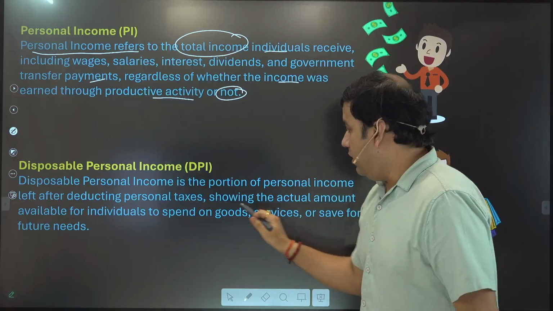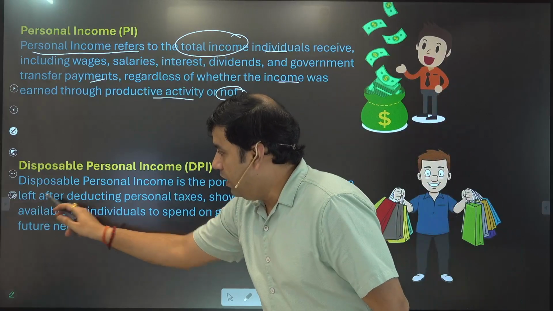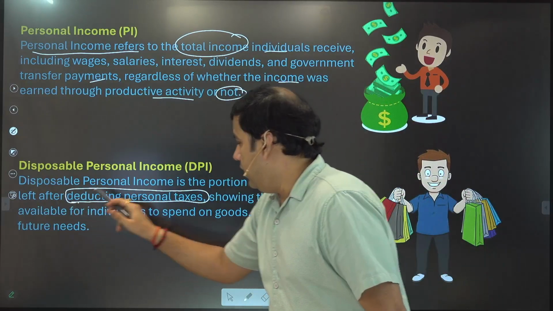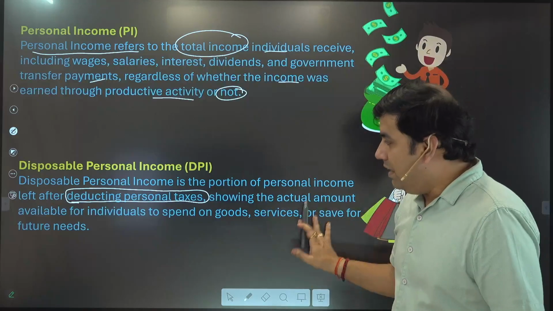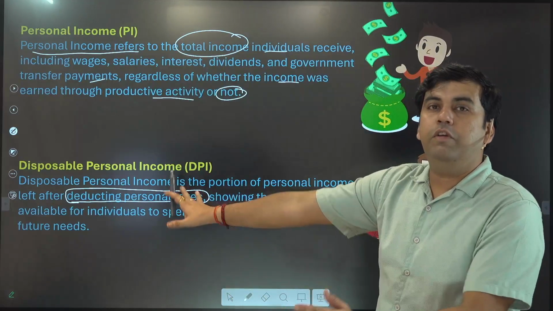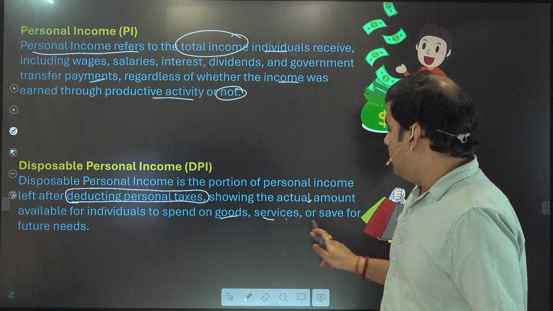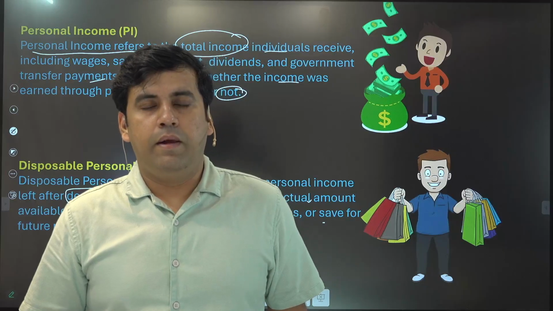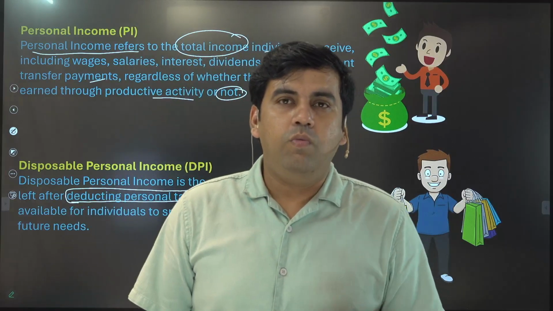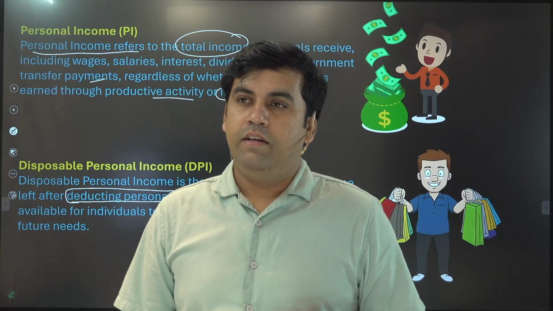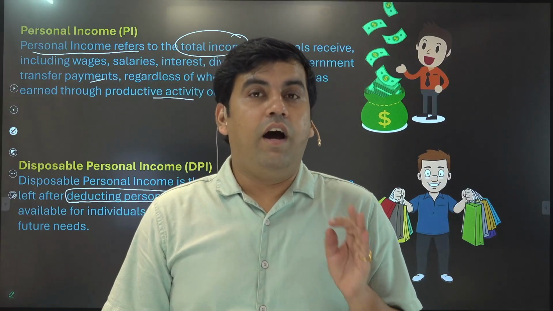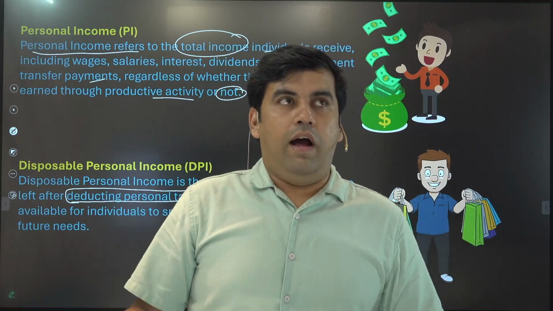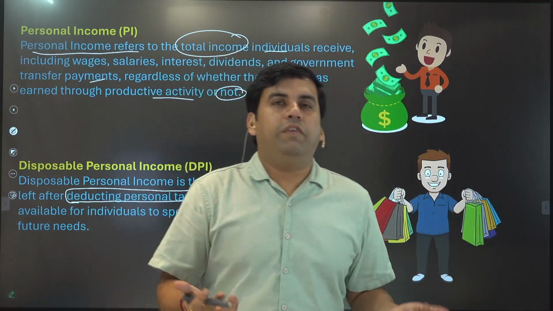Disposable income is the portion of the personal income left after deducting personal taxes. So it is the income which is available to an individual for consumption, to purchase goods and services, and to save for future needs. Taxes are the unwanted necessities. I'm clarifying this. Taxes are the unwanted necessity. You just pay the tax and you get nothing in return. You get many things in return, but you cannot justify that.